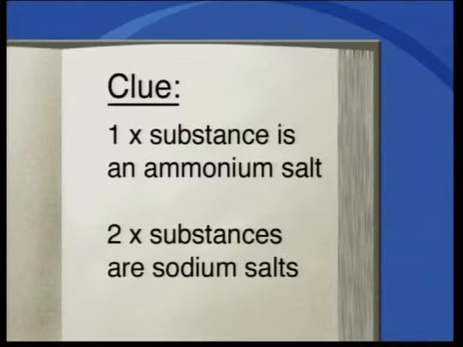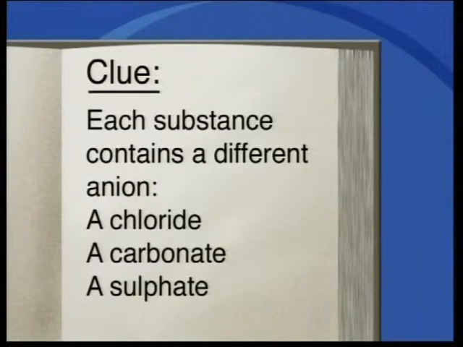Because there are thousands of salts, these clues will be extremely helpful to us, so I suggest that you write them down. The first clue is that one of these salts is an ammonium salt and the other 2 are sodium salts. The second clue is that each of the salts contains a different anion, a chloride, a carbonate and a sulphate. Let's begin to solve the mystery of the unidentified floating objects.